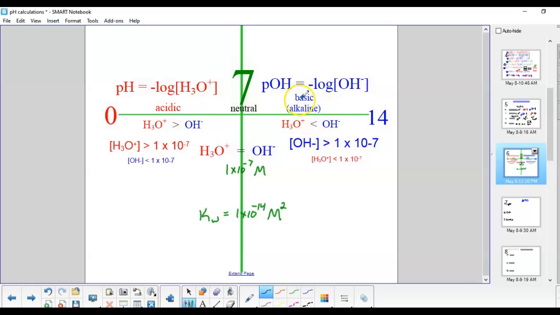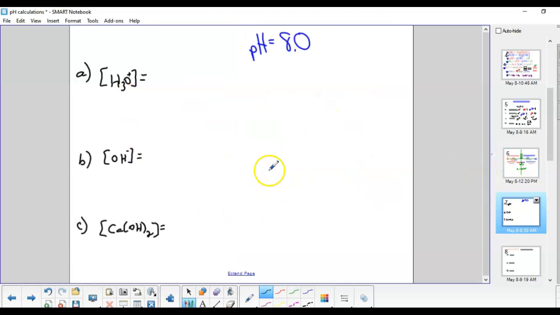Sometimes we call substances that are basic, we also call them alkaline. Let's take a look at another example. Here I have something with a pH of 8. I know it's basic. How can I find the hydronium concentration?